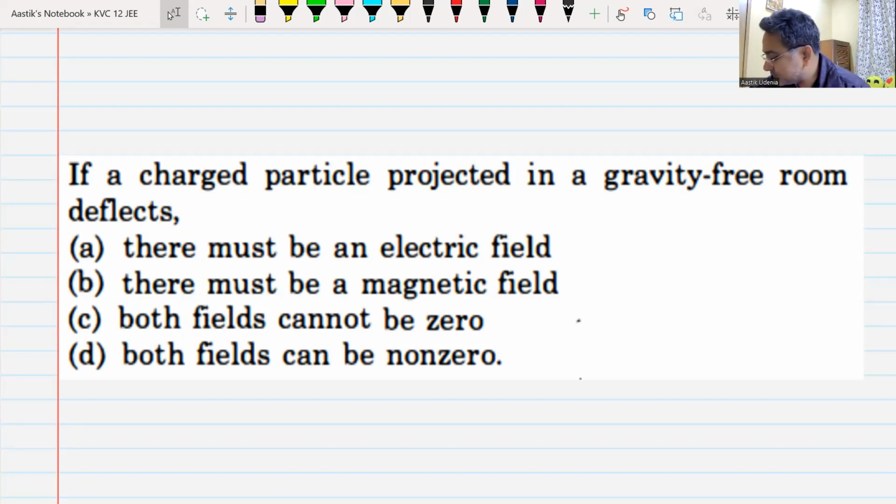Round like this. If a charged particle projected in a gravity-free room deflects, there must be an electric field. There must be a magnetic field. Must or may are different words. Must. Both fields cannot be zero. Both fields can be non-zero. Deflects.